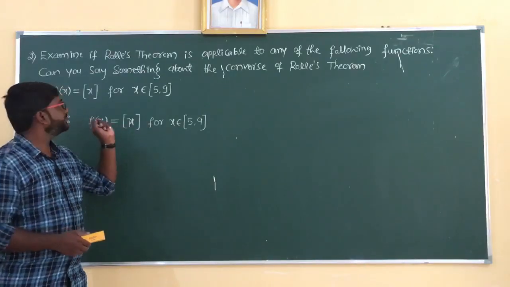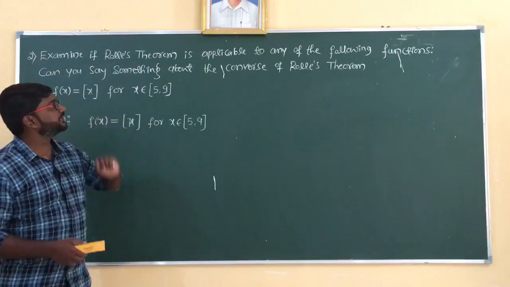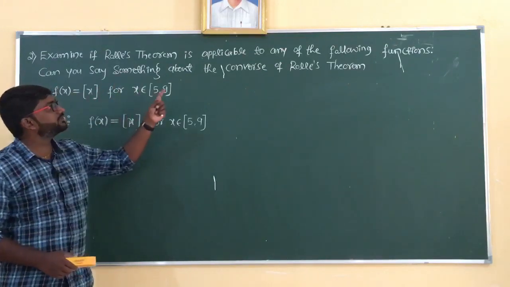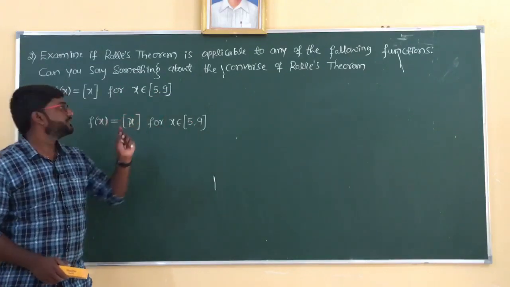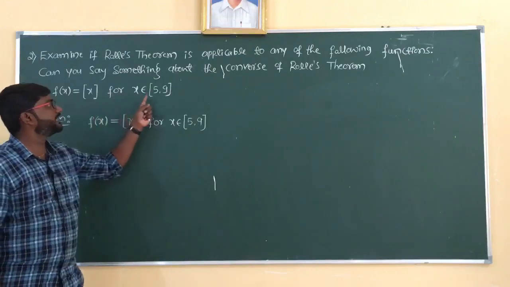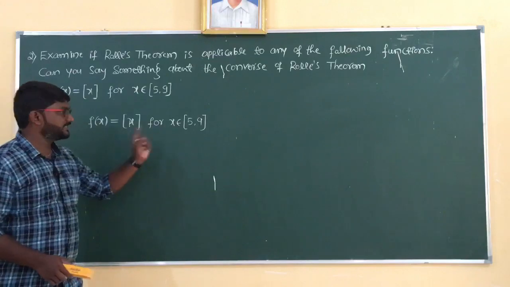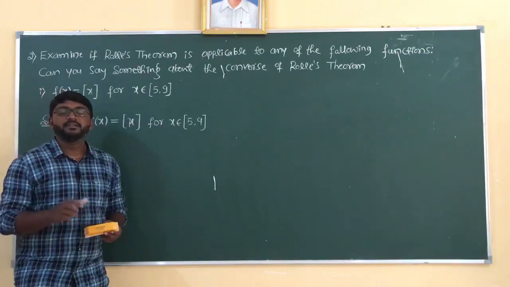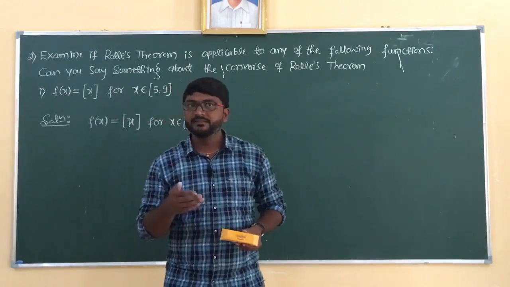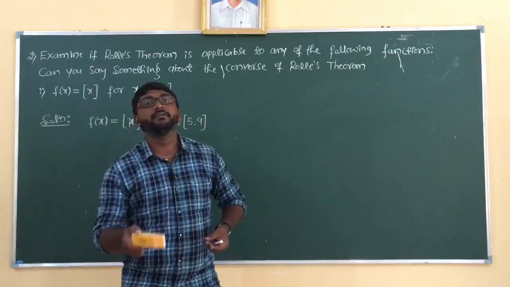So let us solve the second main question of this exercise. Examine if Rolle's theorem is applicable to any of the following functions. Can you say something about the corners of Rolle's theorem? I have taken the first question, f of x equals greatest integer x for x belonging to the closed interval 5 comma 9. So I have written the function as it is. We have already discussed the greatest integer function, which is neither continuous nor differentiable.